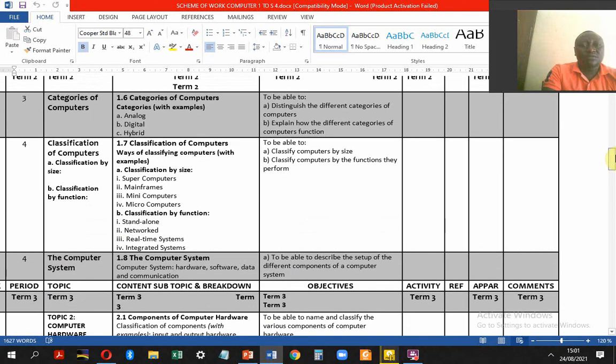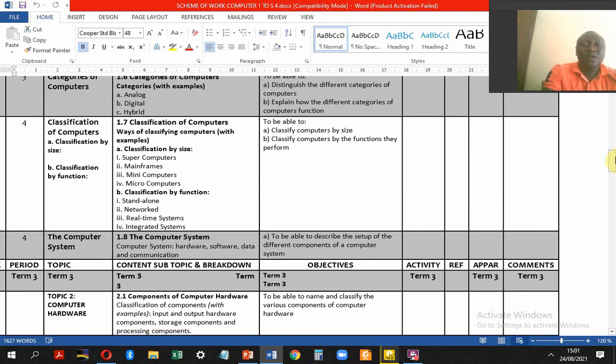I'll also take you through the classification of computers, ways of classifying them with examples. Say, for example, classification by size. We have the supercomputers, the mainframes, mini computers, microcomputers, and so on. Then when we look at the classification by function, we have the networked computers, the standard ones, the real-time systems, and integrated systems. So here, a student, we expect the key objective in this topic is to classify computers by size. When we say that we have the supercomputers and the mainframes, where do they fall? So that means in which classification? And when you look here, it is the classification by size.